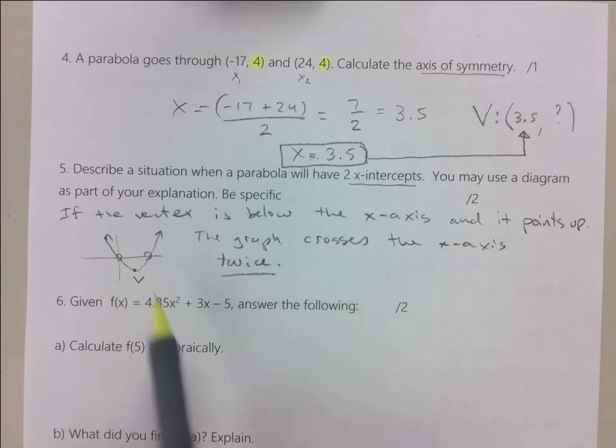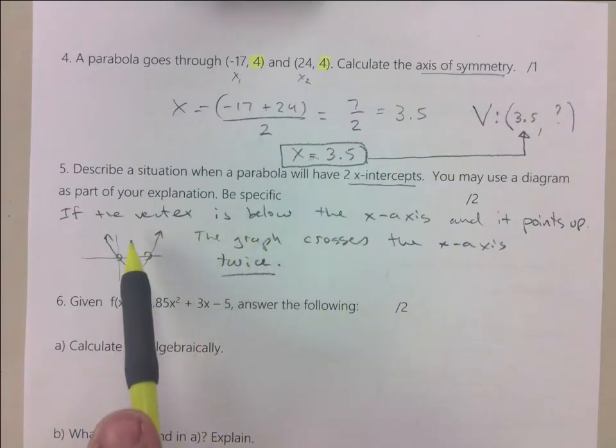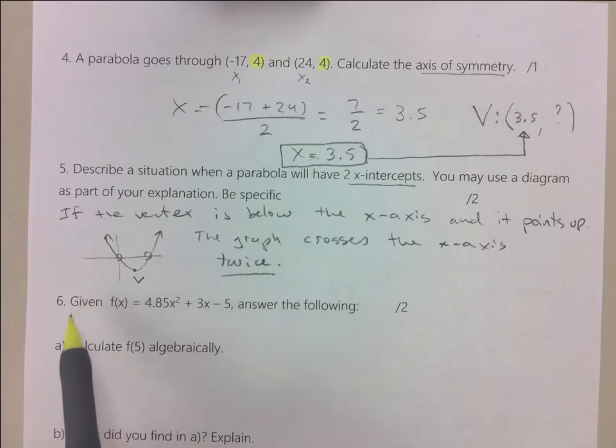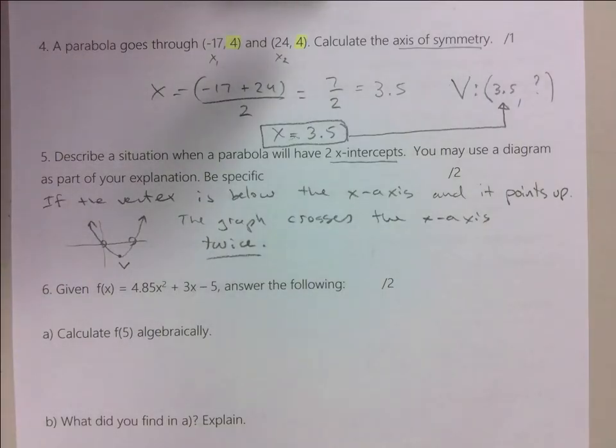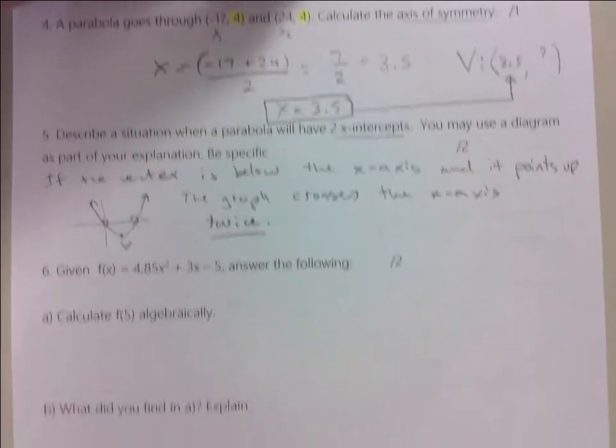You could say the exact opposite. If the vertex is above the x-axis and it points down, you'd have the same phenomenon, right? So I leave it at your discretion. What do you think your answer? Does it kind of summarize it? Does it give you a good indication? I think a graph would always be a good way to describe or justify. So 2 marks for that.